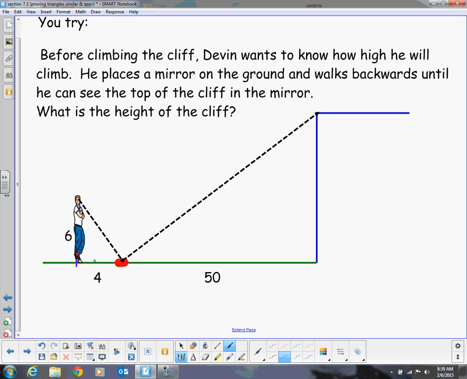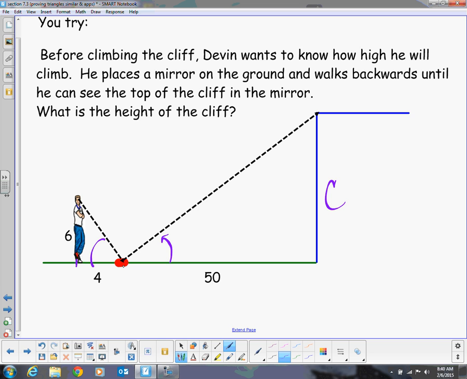So now, this distance is 4. He can measure. This distance is 50. He is 6. We need to know how tall the cliff is. One thing that you need to understand, and this goes for pool also, is that this angle right here is called the incoming angle. Let's say this was a pool table and you just hit your ball and it hit this buffer. The outgoing angle here are congruent. Did you know that? Incoming angle and outgoing angle are congruent.